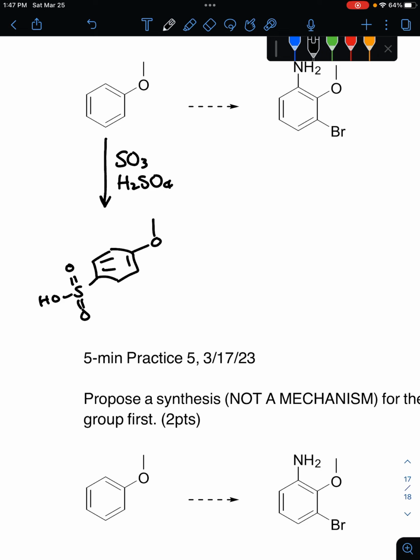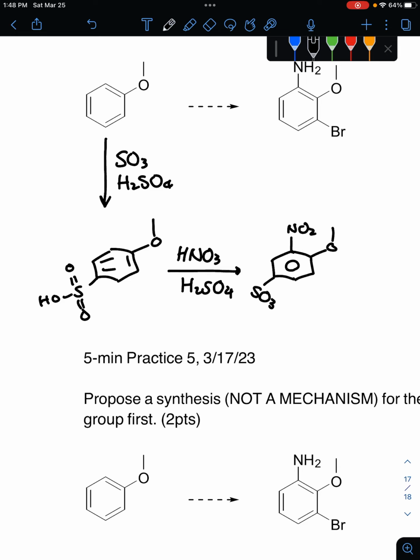Now, if we were to treat this with nitration conditions, I want you to notice how the methoxy group is an OP director, so you would direct to these two positions, and the sulfonic acid is an electron withdrawing group that directs to meta. So those two directors are in agreement with one another, so the nitro group would be at one of the ortho positions. And of course, I could have drawn the nitro group right here as well. If you flip it over, it's the same thing.